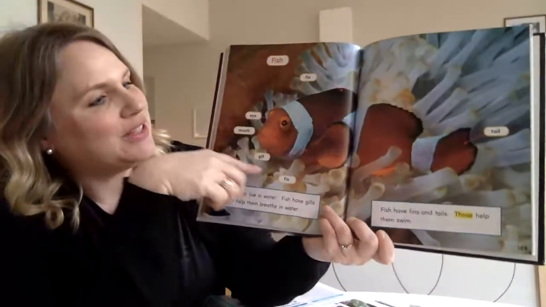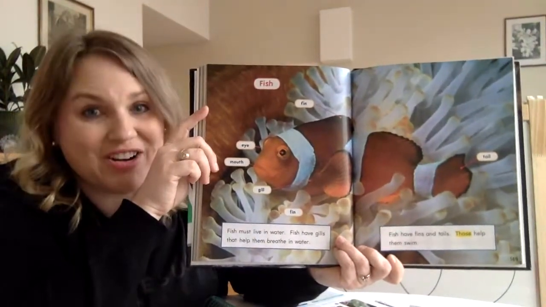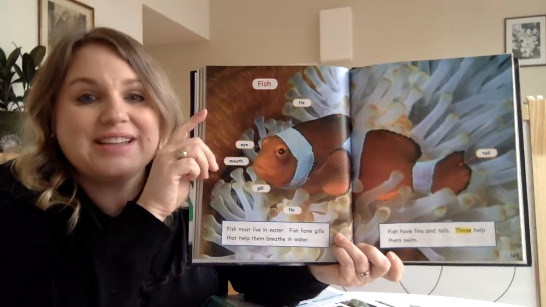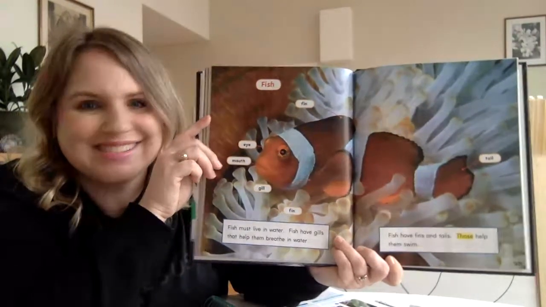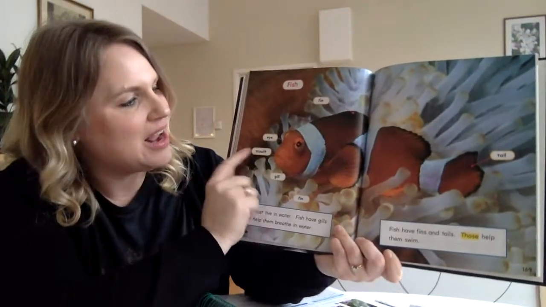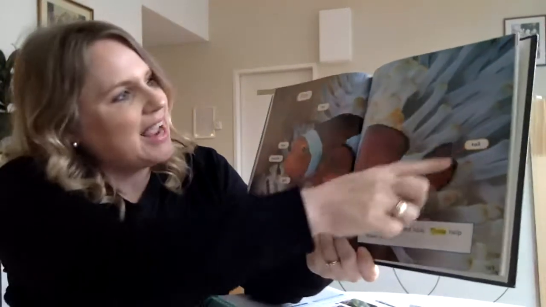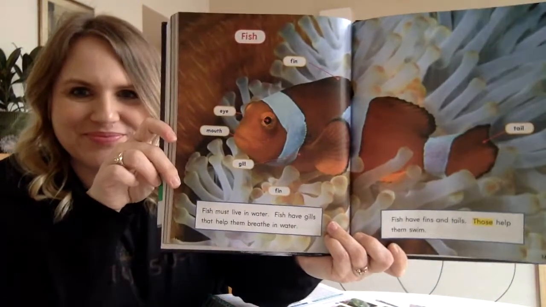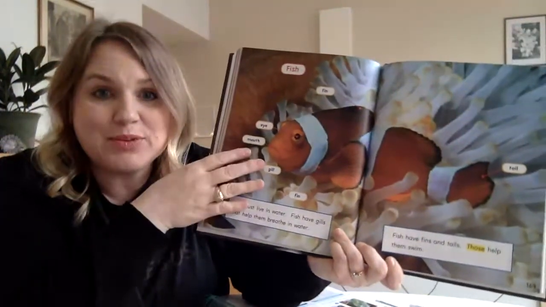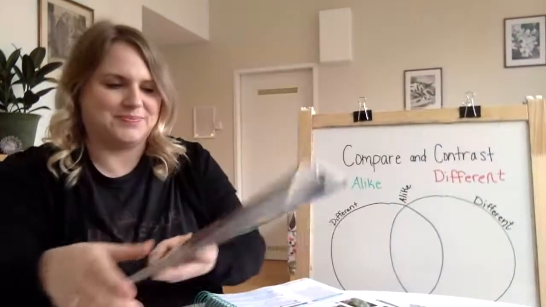Notice that the author put labels on the fish. We've used labels before in our classroom, haven't we? You've had to label your drawings. This says fin, eye, mouth, gill, fin, tail. When an author labels a picture for me, it helps me understand what I'm reading.